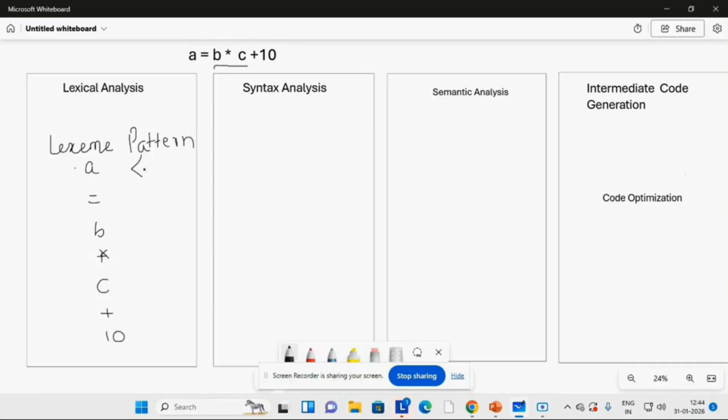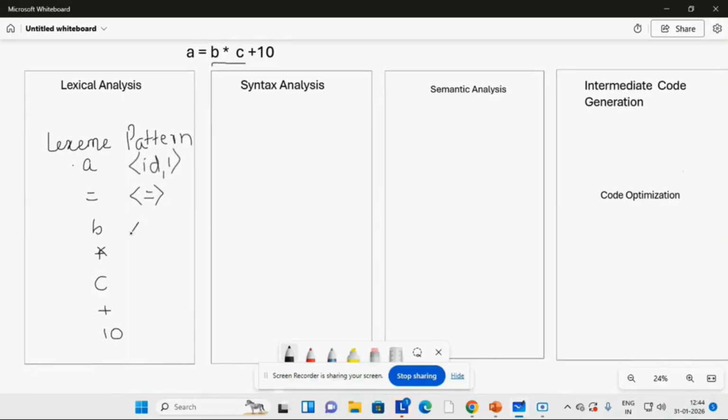Since A is an identifier, it will be given a token with name and its value. Equal to, being an operator, does not have any value. B, again an identifier, will have name and value. Star, an operator, will not have any value. C, an identifier, will have value and name, plus an operator, no value. 10, a literal, will be written in the angular bracket.